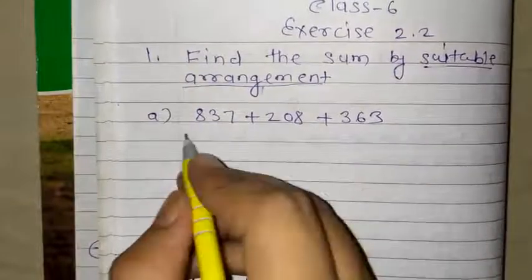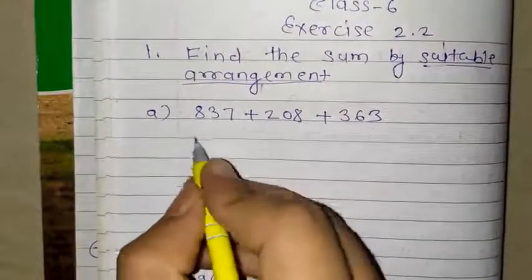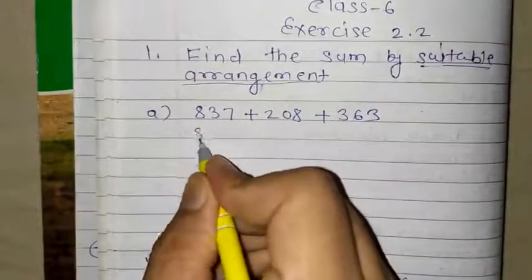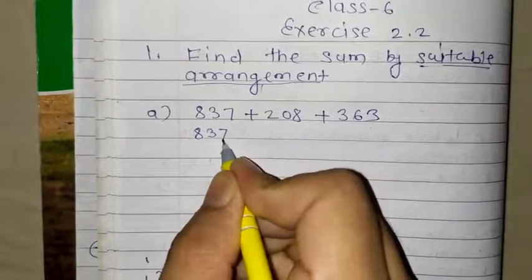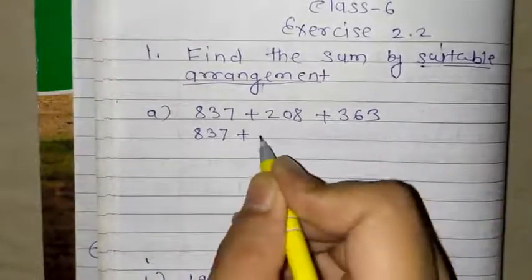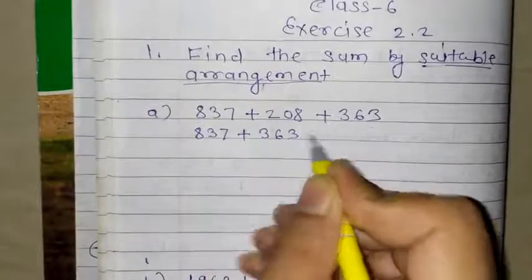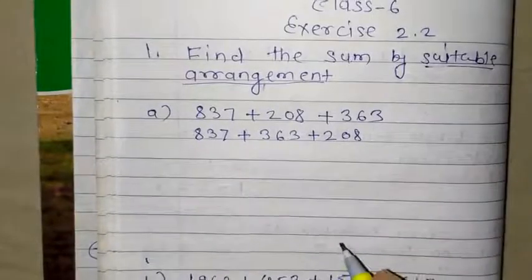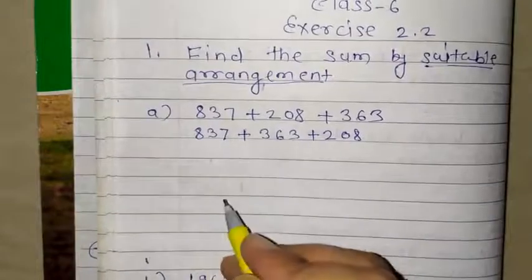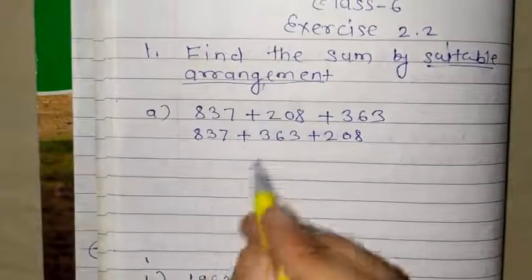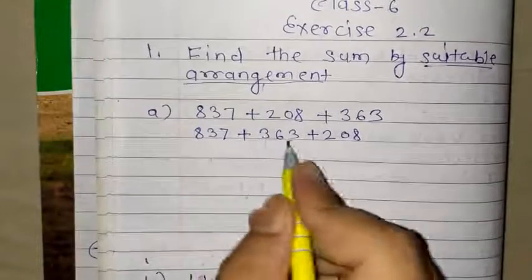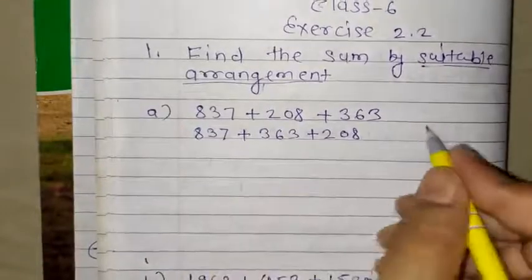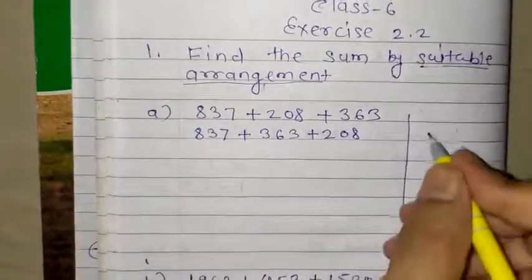So here 3 numbers are there. What you do: 837 plus 363, then plus 208. Got that? What happens, 7 plus 3 comes to 10. So this is easier for calculation. That's why we arrange like that. Then it's time to solve that.